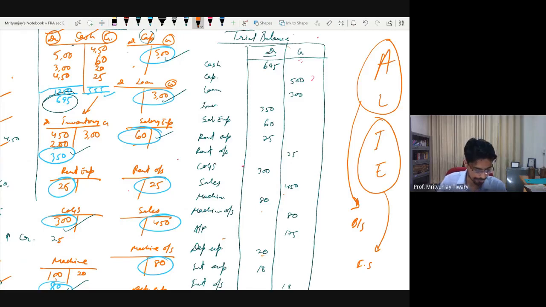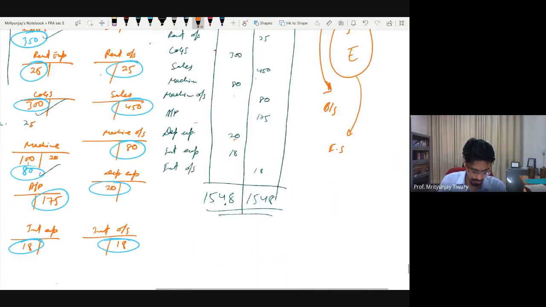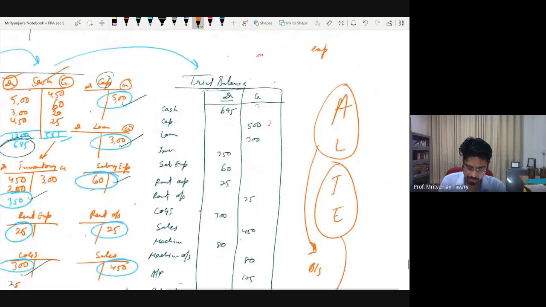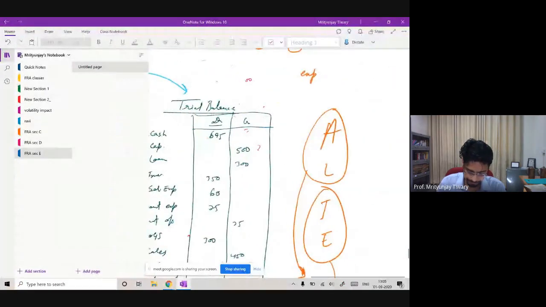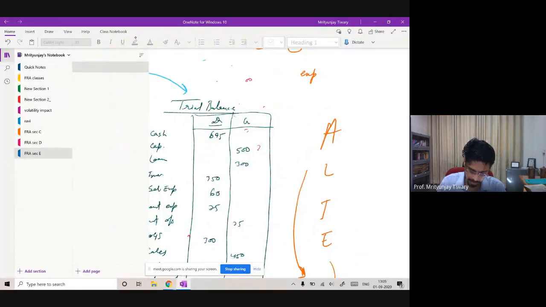Okay, let's do it. For that, I'll need some space. I don't know where I can write so that it is visible. Trial balance, and okay, let me try to squeeze it in this much space.